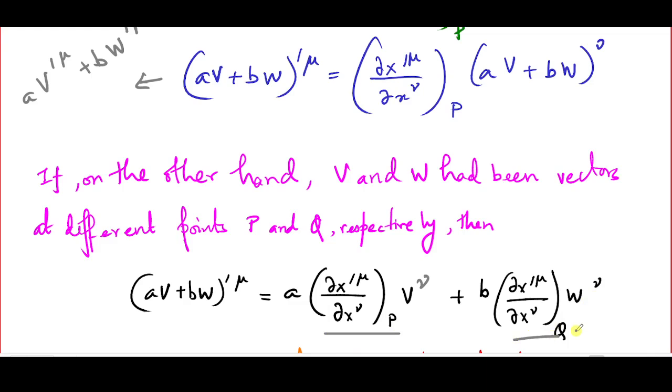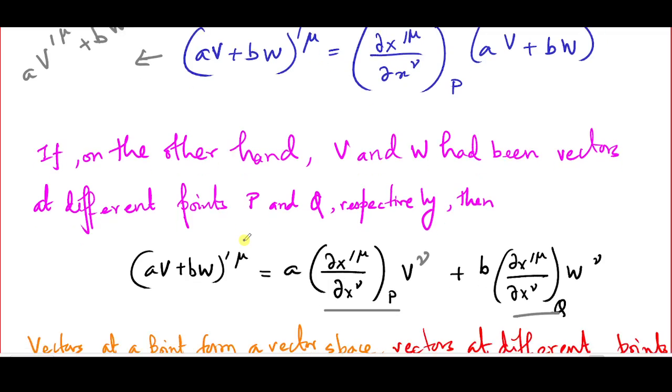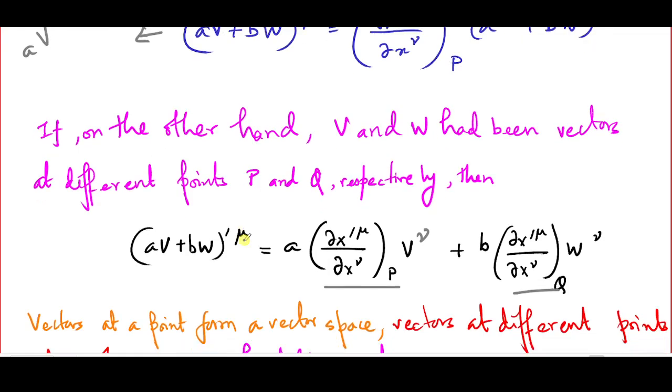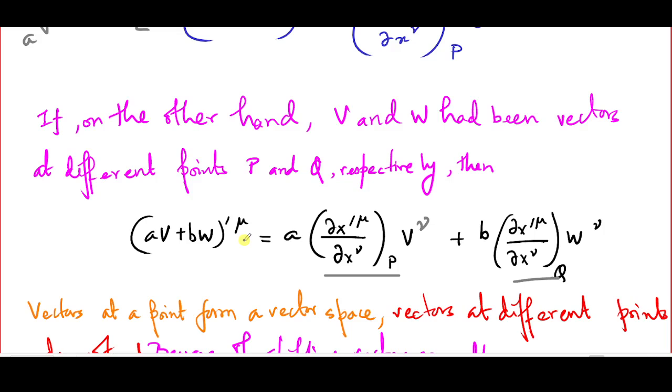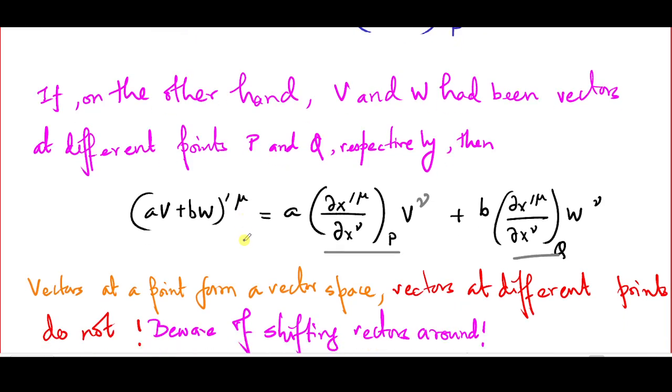So you cannot take them common out and you do not have a transformation law which says that the muth component of AV plus BW can be found out by linearly combining the components in the original coordinates. So even though vectors at the same point form a vector space, they can be linearly combined together, vectors at different points do not.